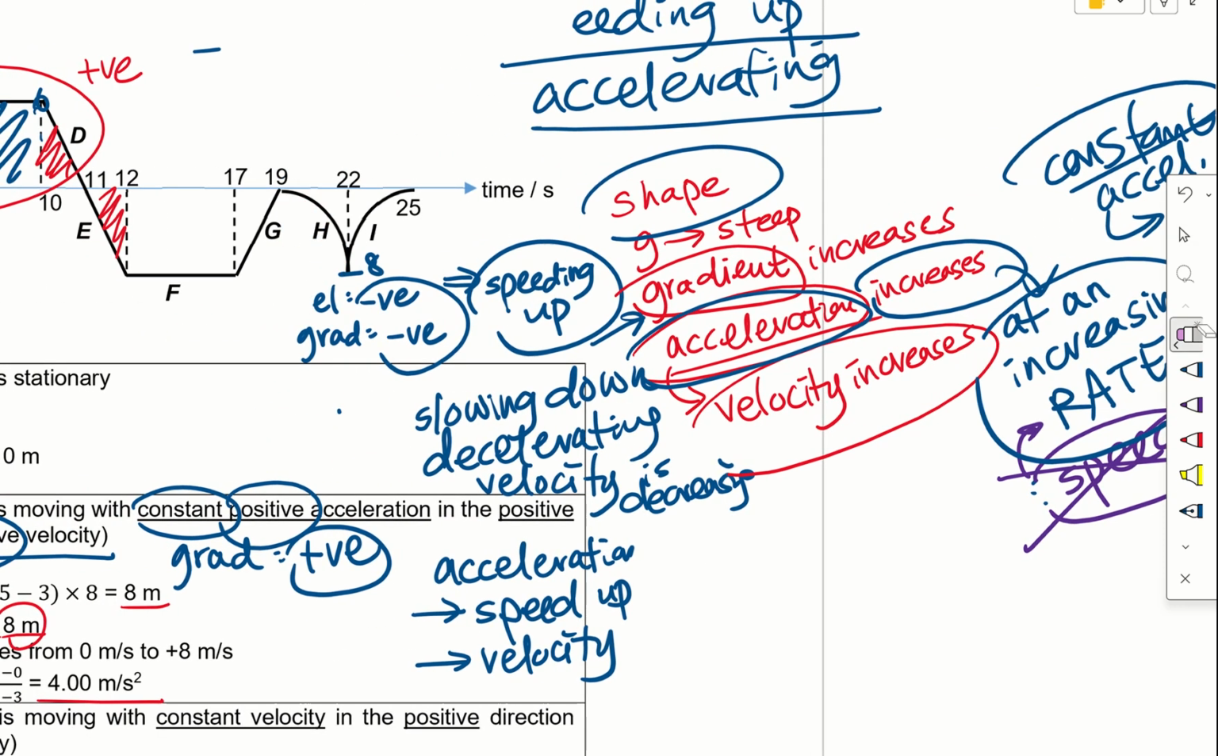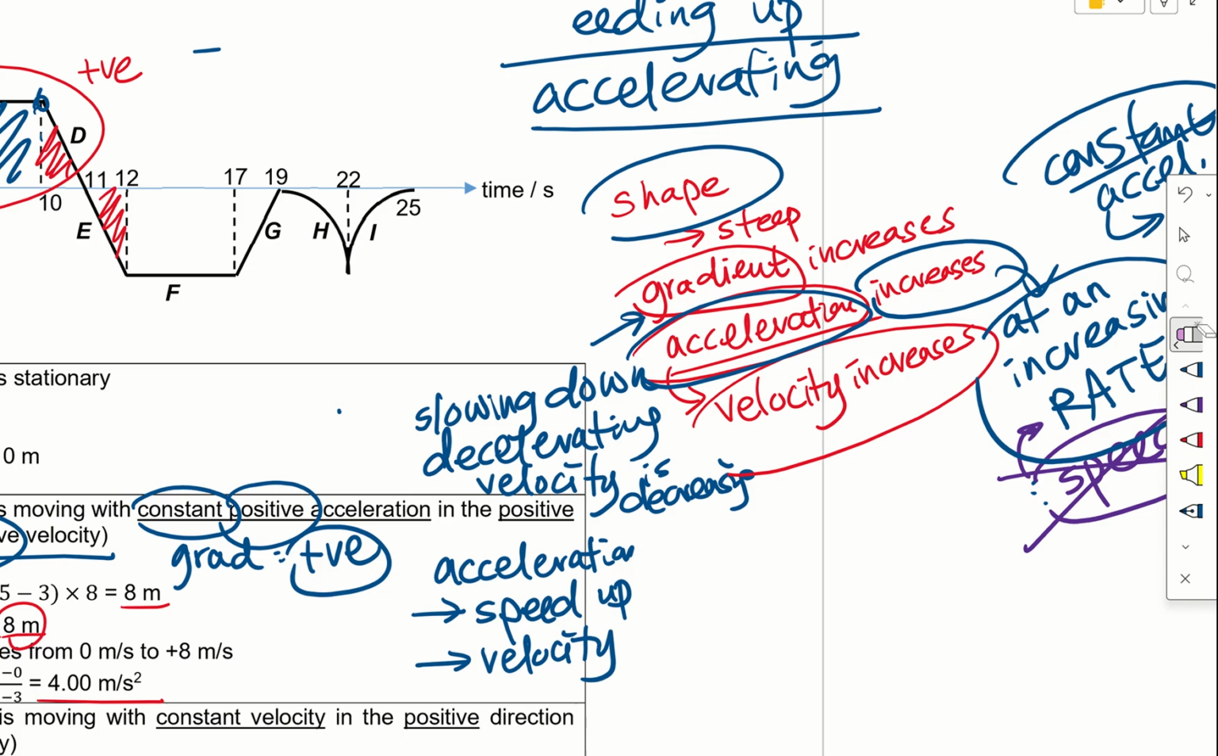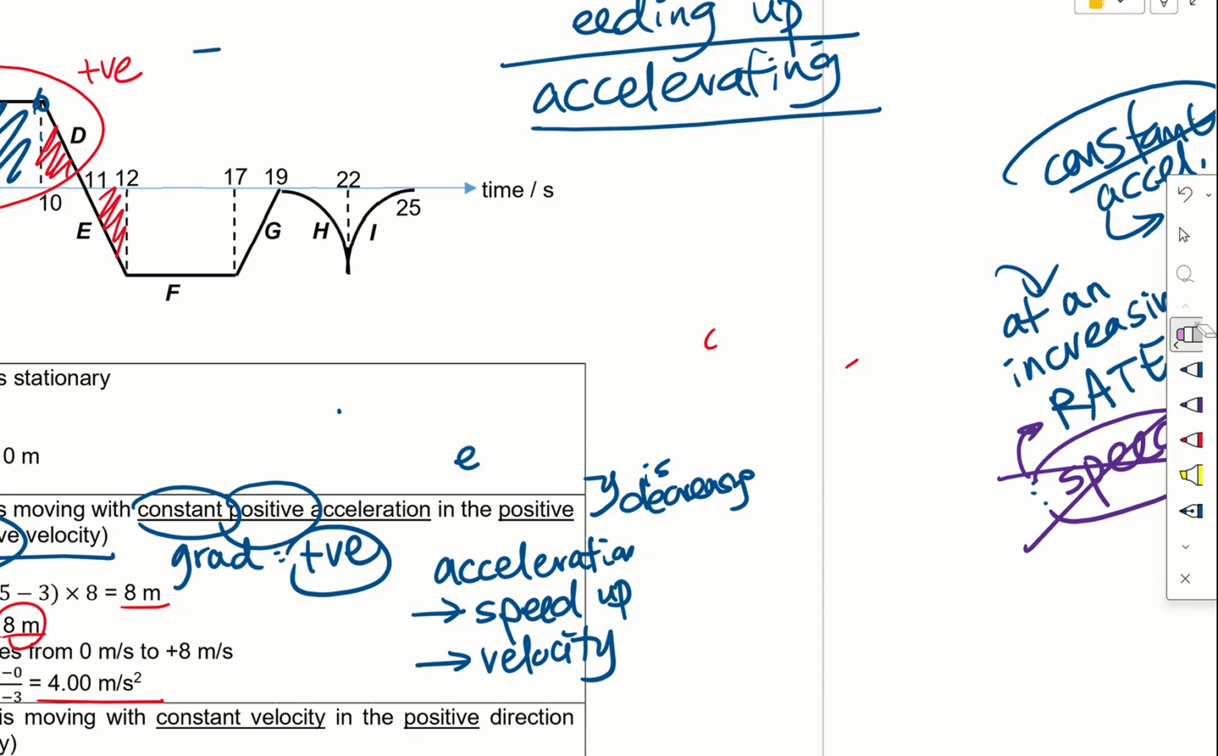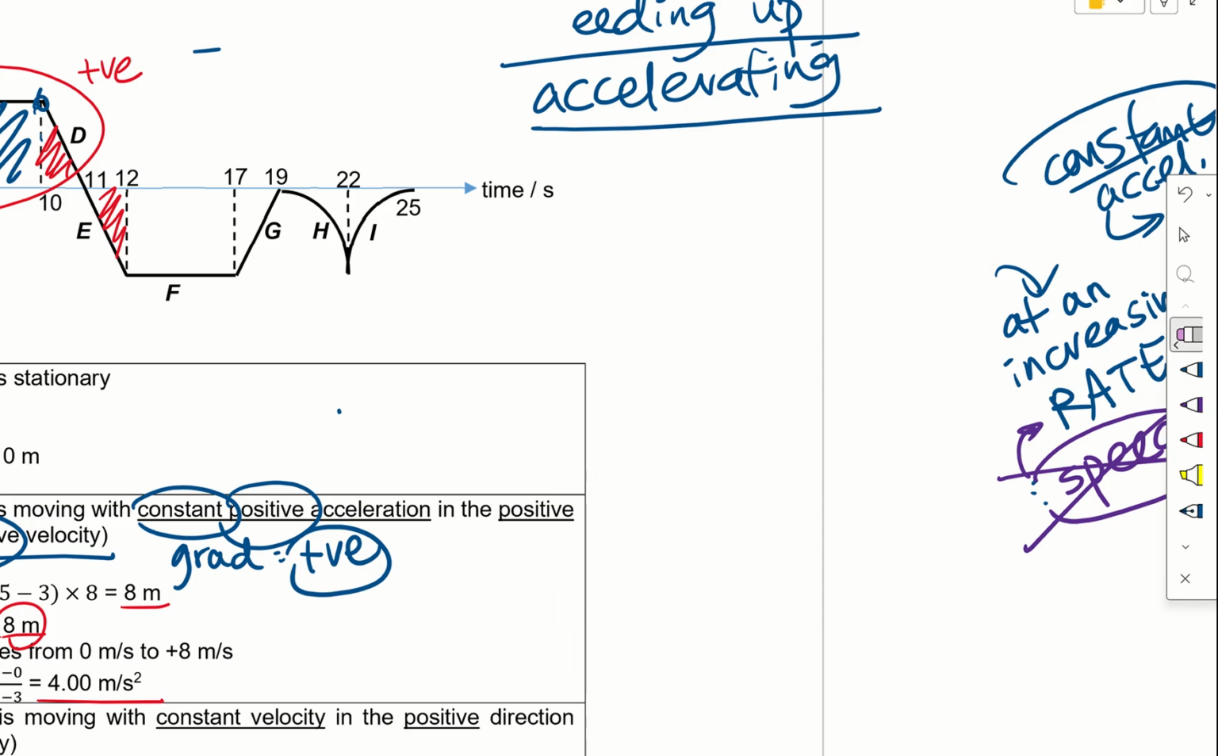Then we go very quickly to I, which is the opposite of it. Let me clear this up. For I, the velocity is negative, and the gradient is positive, because this way it is positive. And a gradient represents acceleration.